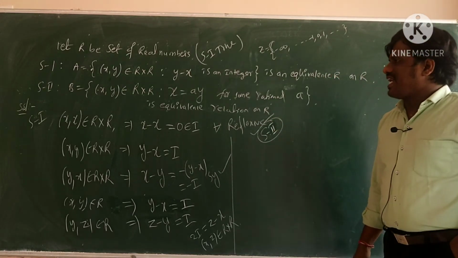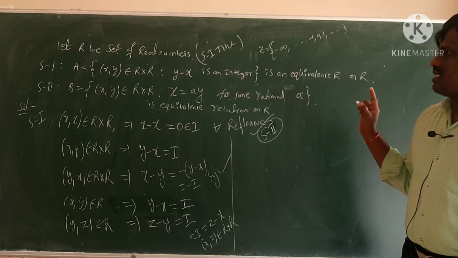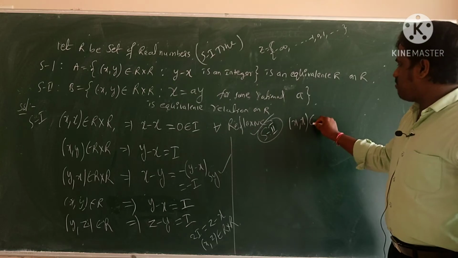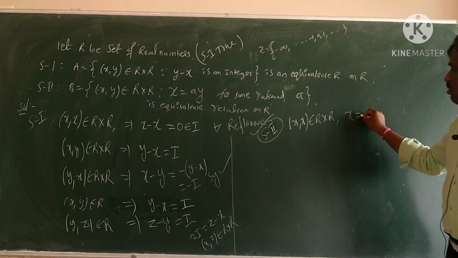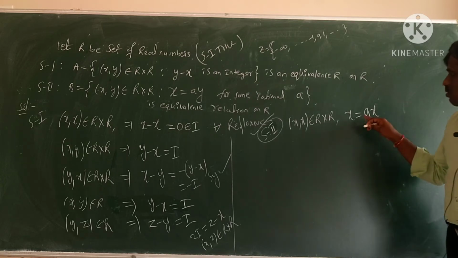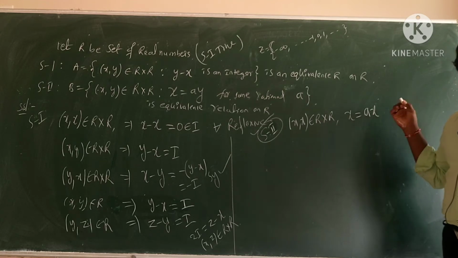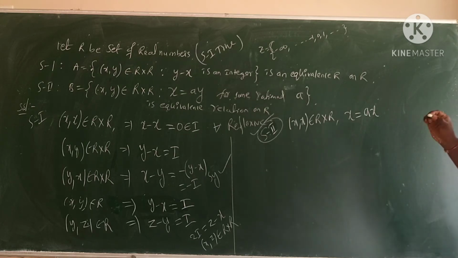Okay, now (x, y), I have to get x is equal to ay. I take (x, x) first. Reflexive is (x, x). (x, x) belongs to R cross R, then I should get x is equal to a times x. Now tell me, is x is equal to a times x possible or not? If a is equal to 1, it is possible. Yes. So it is reflexive.